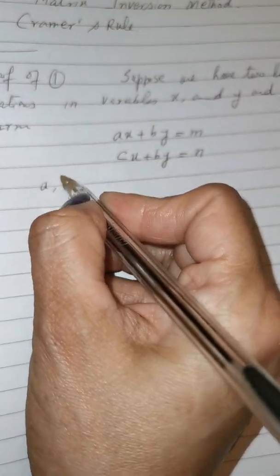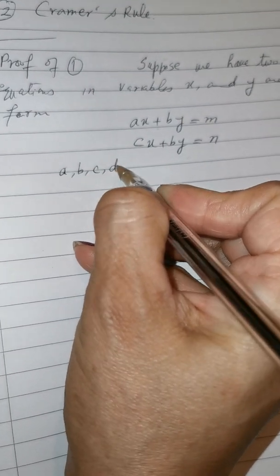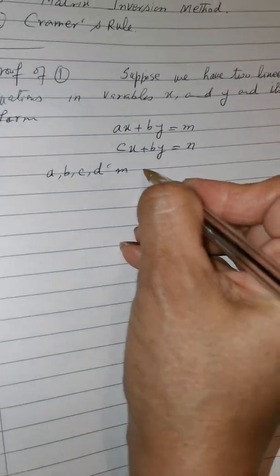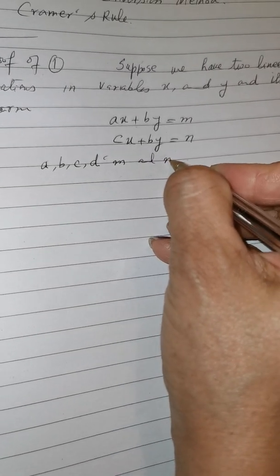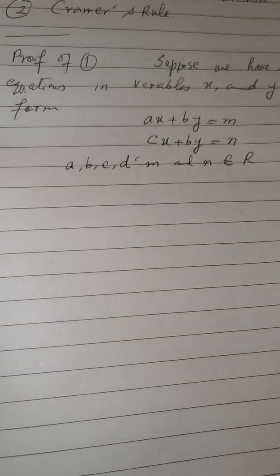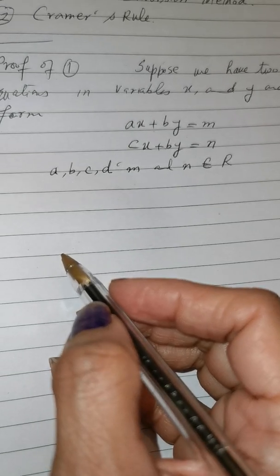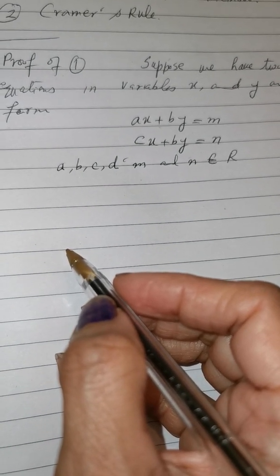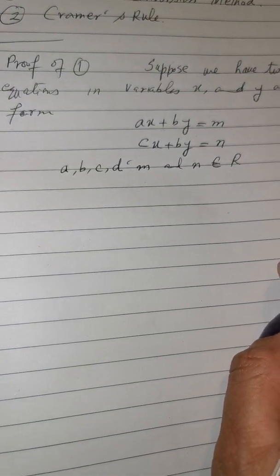Now where a, b, c, d, m and n belong to real numbers, right? They are any real number: 1, 2, -3, -4, -6, -9, 6, 7, 8, any type of real number. So a, b, c, d, m and n belong to R. This system is called a system of linear equations. Now we will discuss first of all how we will solve these two linear equations by using the matrix inversion method.